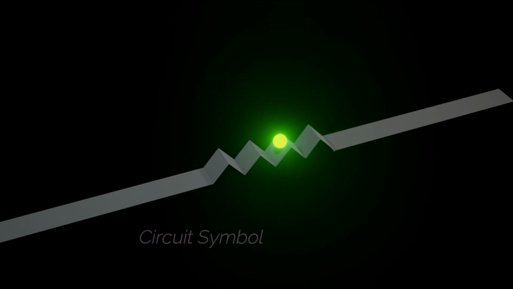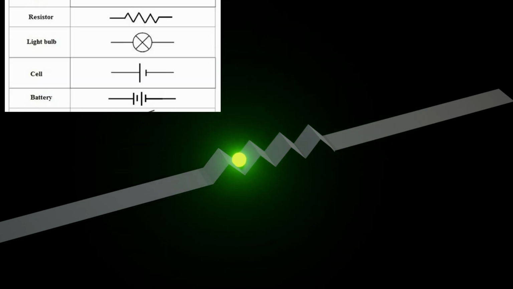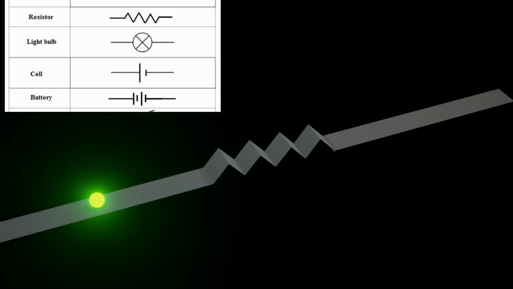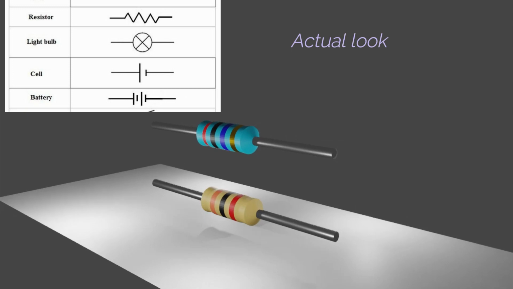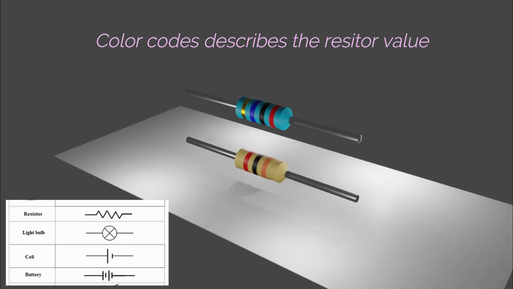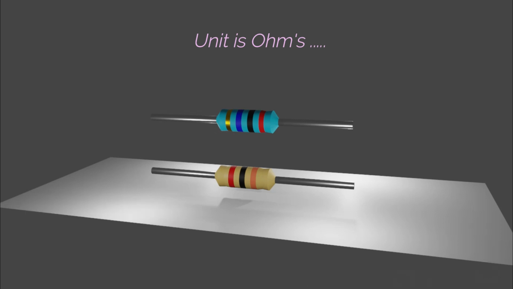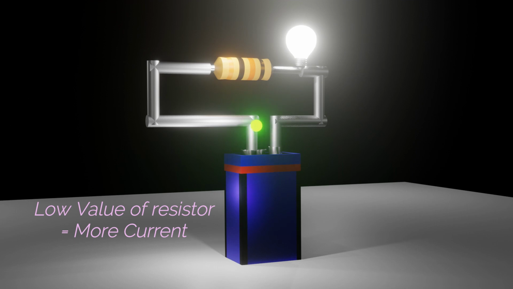Here we can see a resistor which reduces the current. We can see the circuit symbol of a resistor. It is a zigzag line. There is a difference between the symbol and the actual appearance of devices. Like we can see here, the actual appearance of a resistor is something like this, where various color bands are used to describe or to define the exact value of the resistor. The unit of resistance is ohms. So we may have 1 kilo ohm, 2 kilo ohm, 450 ohms, or we may have various values.